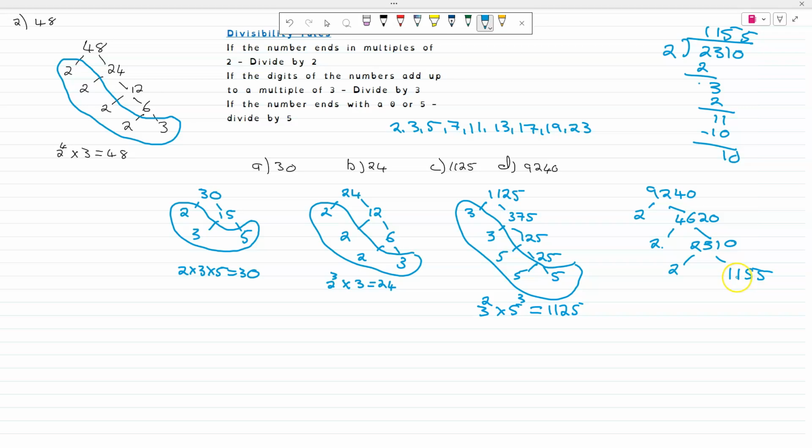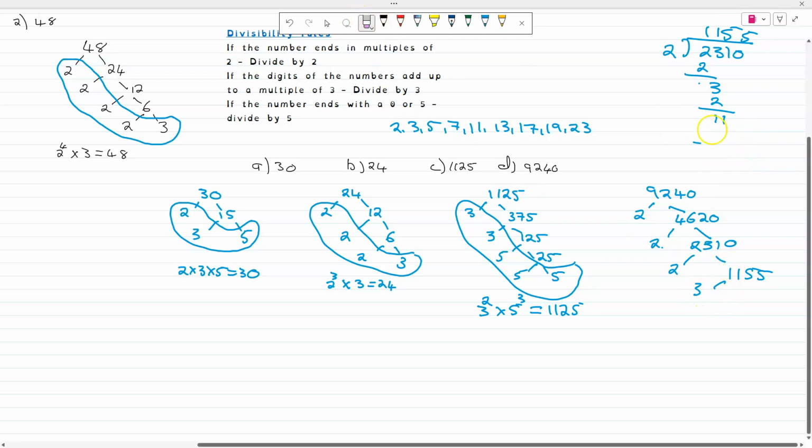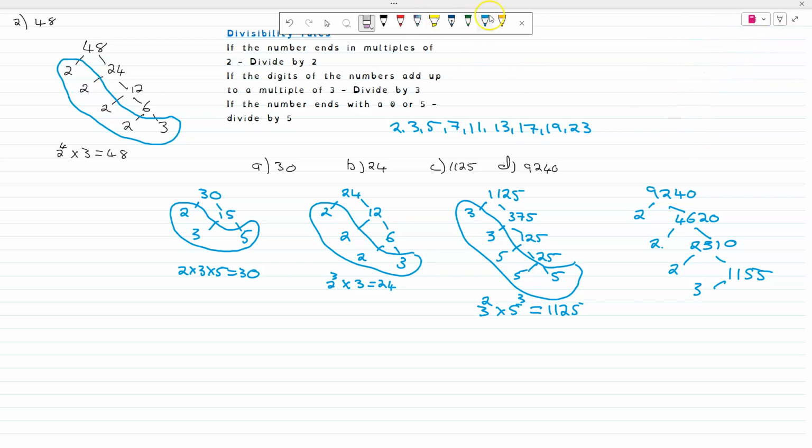But if we add 1 plus 1 is 2, 2 plus 5 plus 5 equals 12, which means 3 can go in there. So how many times would 3 go into that number? Let's find out. So we have 1,155 divided by 3. 3 goes into 11 3 times. That will give us 9. And will leave us with 2. Then bring down the 5.